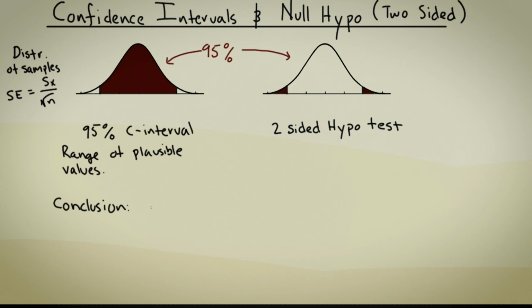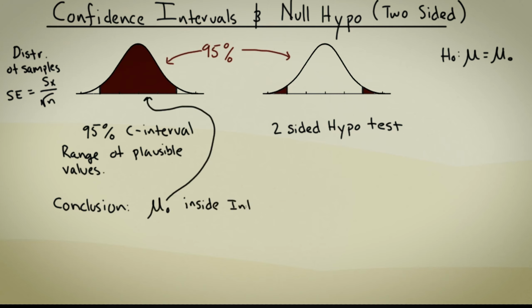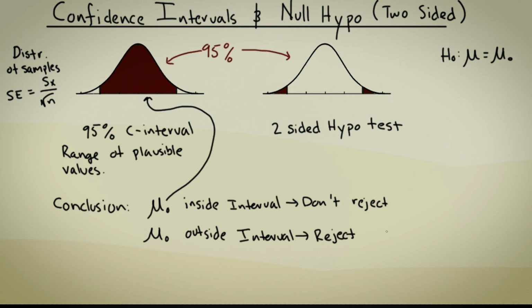So the conclusion is, if you build a confidence interval and the number from the null hypothesis is inside the confidence interval, then that means that mu0 is plausible, and so we are not going to reject the null hypothesis. However, if the number in the null hypothesis is outside of the confidence interval, that means that it's not plausible, and so we are going to reject the null hypothesis. So these two processes are equivalent. They have a different context, but the math behind them is the same, so you can always use a confidence interval to tell you whether or not you're going to reject the null hypothesis.